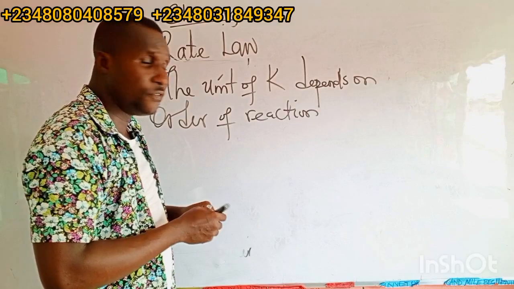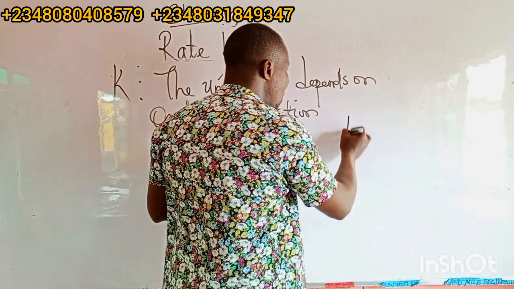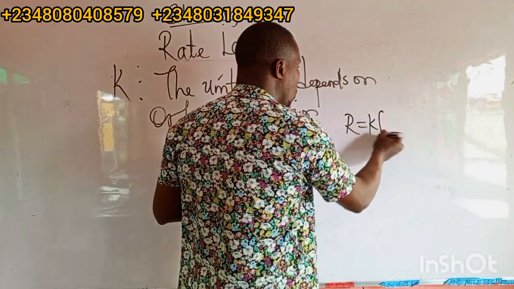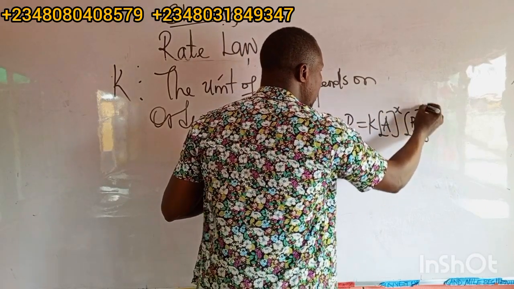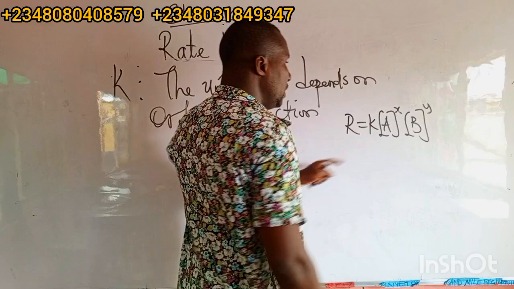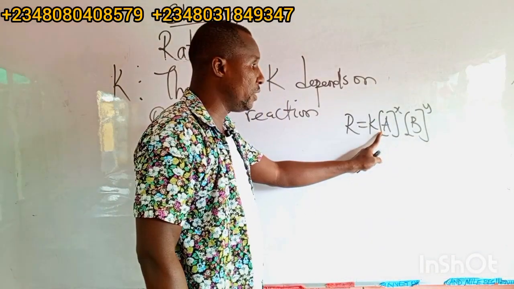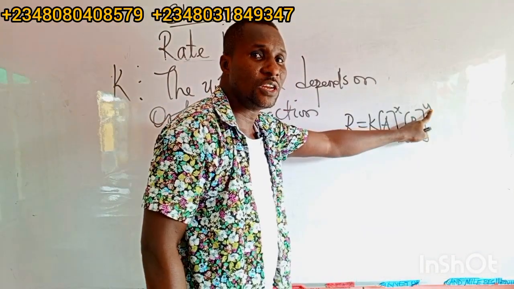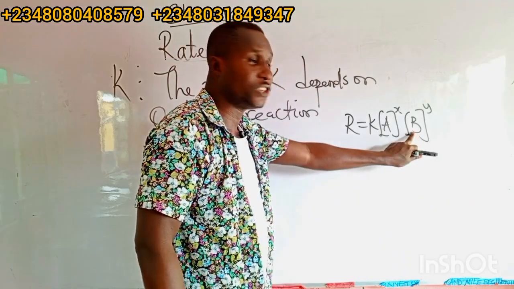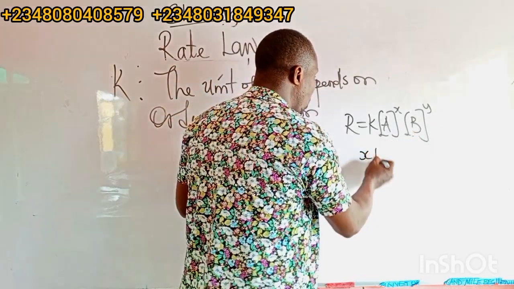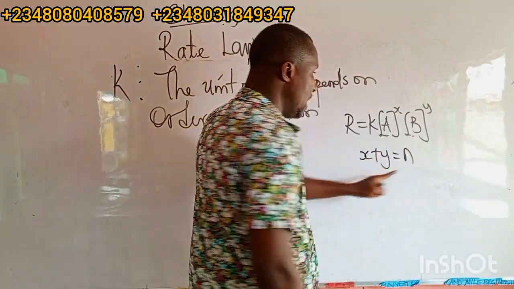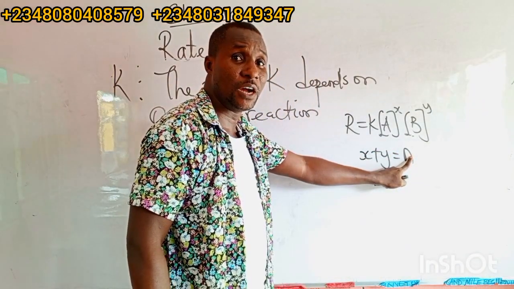And take note, I should have given you that. When you have r equal to k[A]^x[B]^y, I told you x is the order of reaction with respect to A, y is the order of reaction with respect to the concentration of reactant B, and I told you x plus y equals n. And I told you n is the overall order of the reaction.